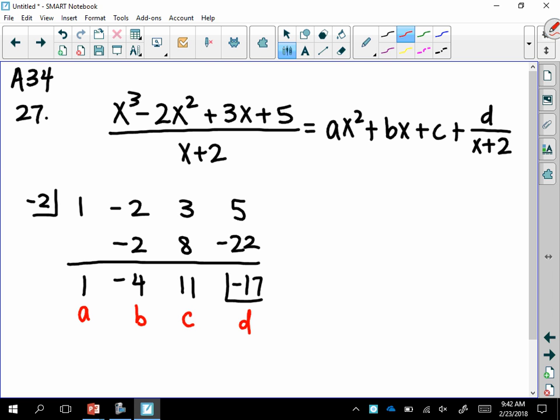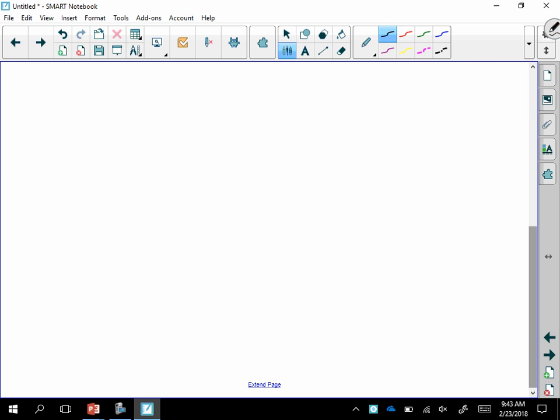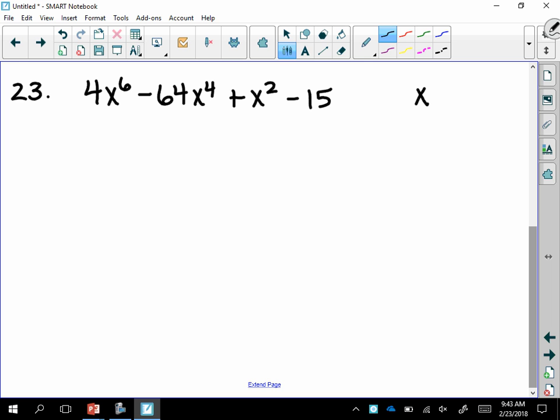Any other questions on A34? Use synthetic division to determine whether x minus c is a factor of the polynomial. We know from our factor theorem that if it is a factor of the polynomial, then our remainder would be 0 from division. So I have 4x to the 6 minus 64x to the 4 plus x squared minus 15. And I want to know if x plus 4 is a factor of this polynomial.